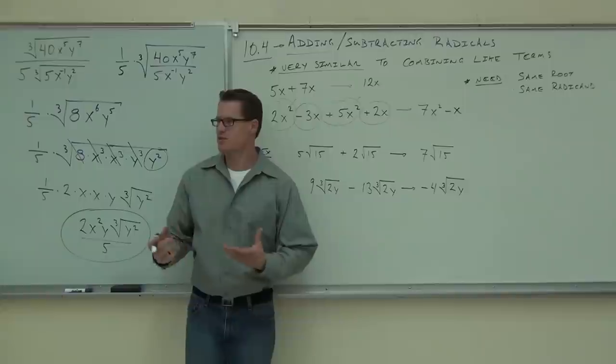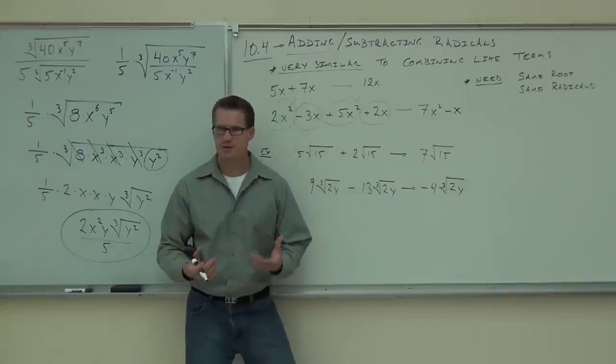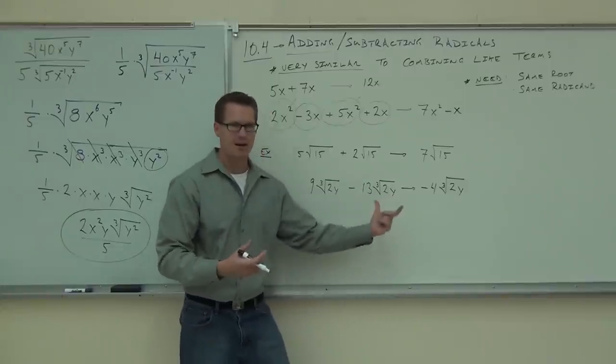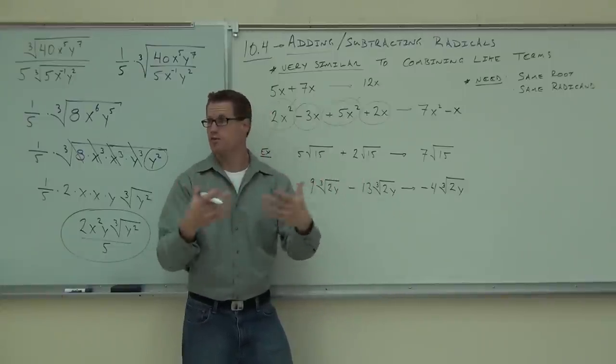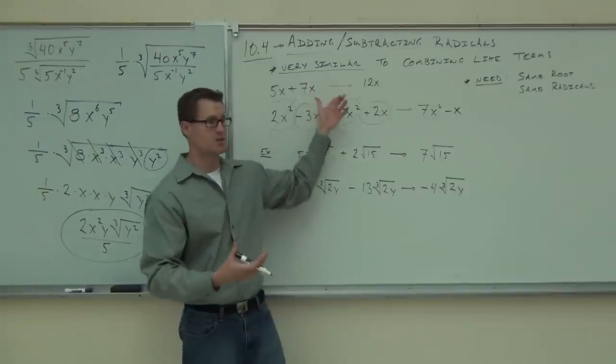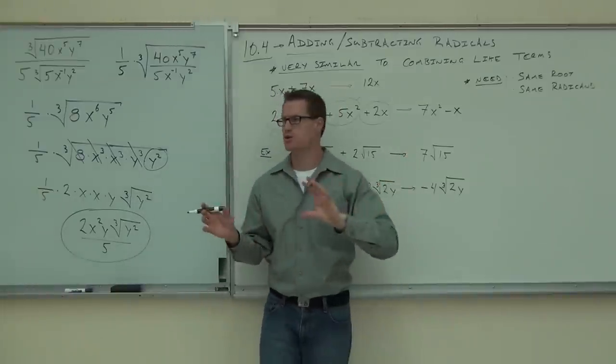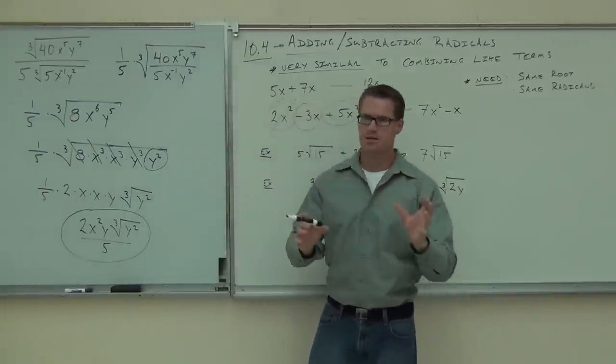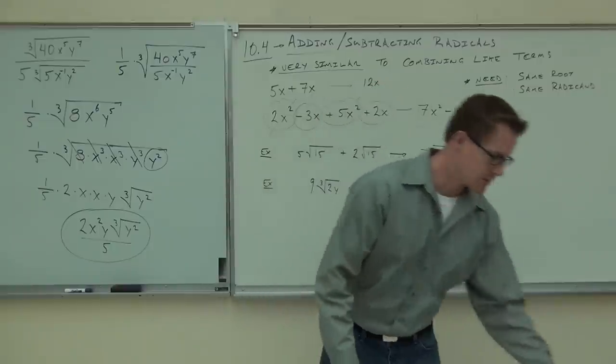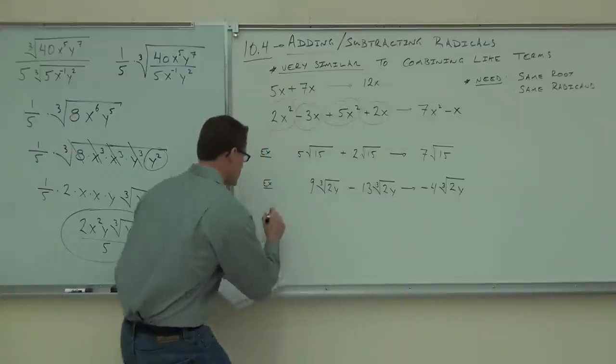That's it. It's kind of easier than you might have thought, right? I mean, really, as long as you have the same thing, you're not changing that. You're just adding or subtracting coefficients, just like you did with like terms. This is combining like terms, only now your terms are not x's or y's, they're roots. That's it. Okay, let's go ahead and combine this one.